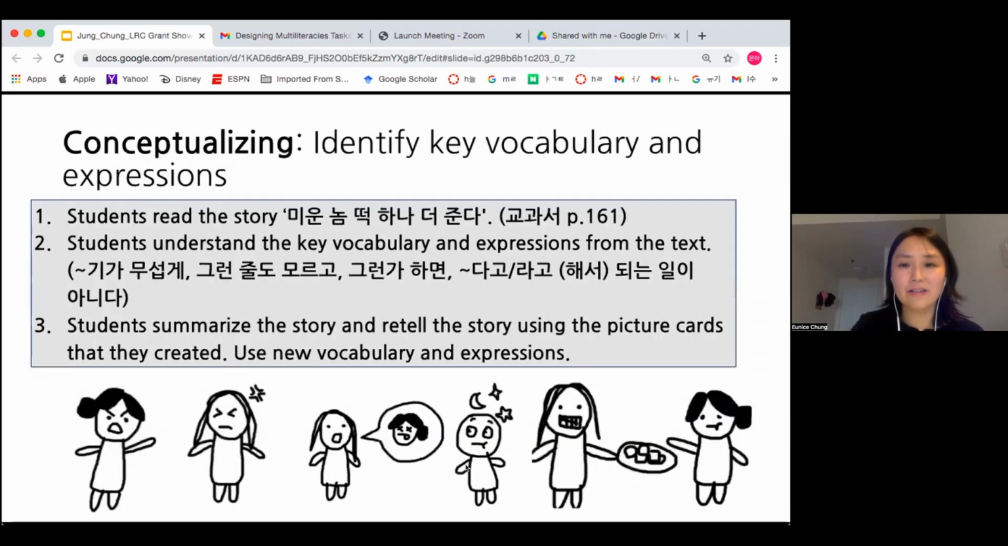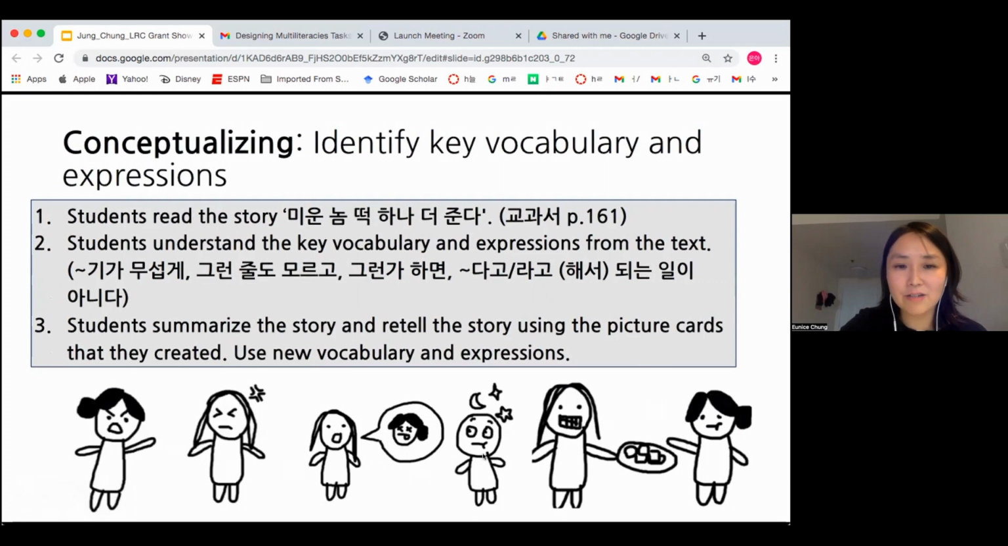And then in the conceptualizing stage, students read the story about how this proverb originated from the textbook. And students identify key vocabulary and expressions from this story. And then I give them blank, empty picture cards, and students have to summarize and retell the story using the picture cards with the images that they have created.